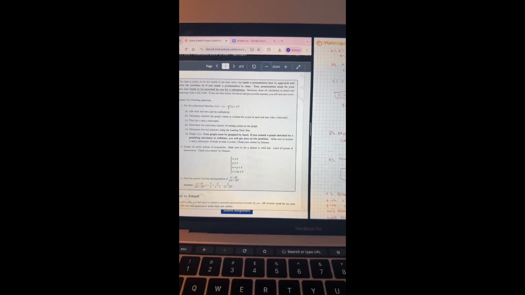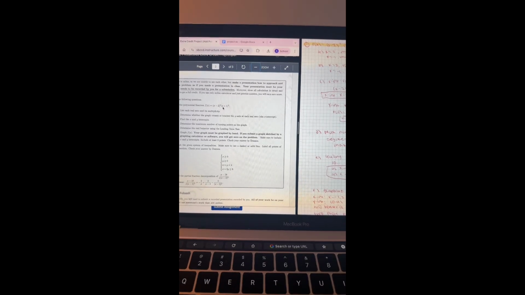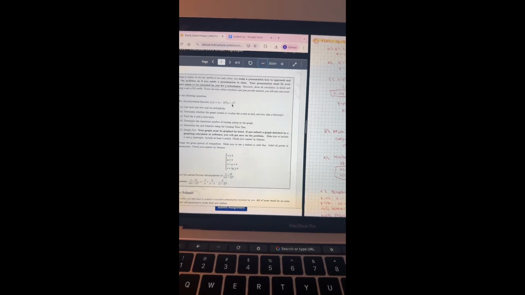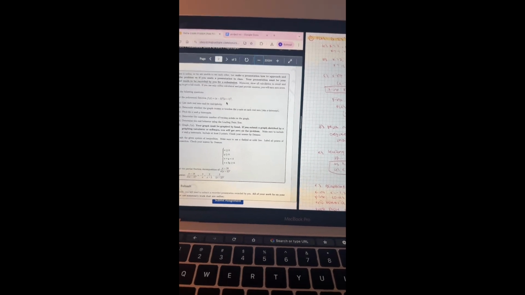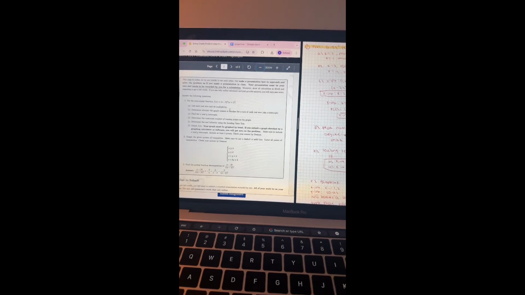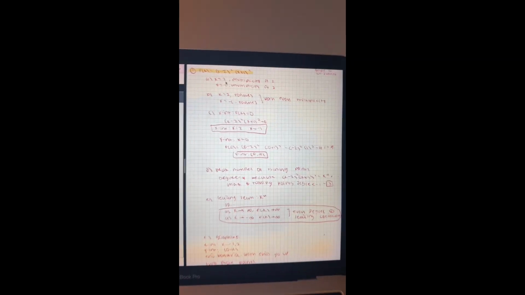So for the zeros, you're gonna set both of these to equal 0. So when you do that, (x minus 2) squared equals 0 is gonna be x equals 2, and then (x plus 1) squared equals 0, you're gonna end up getting x equals negative 1. And for the multiplicity, since each factor is squared, there's going to be a multiplicity of 2 for x equals 2 and x equals negative 1.